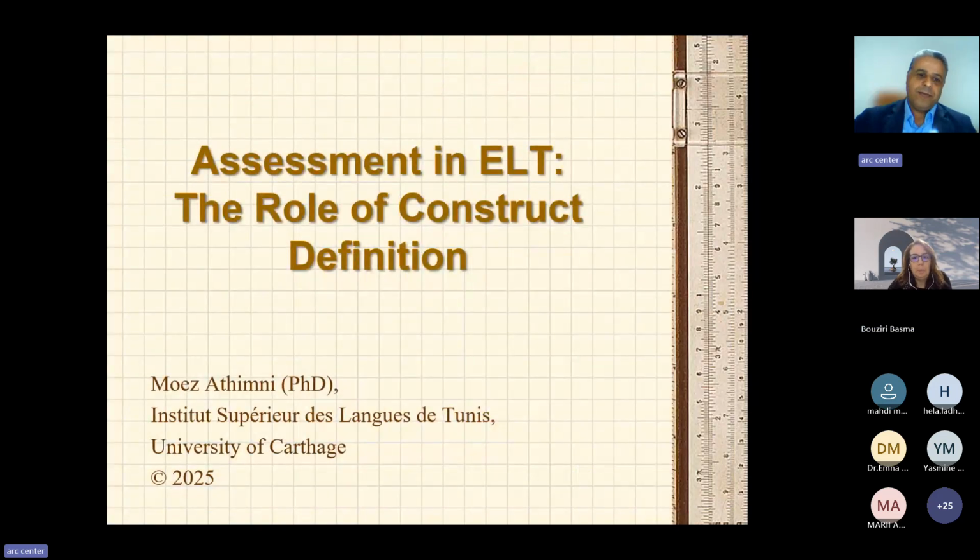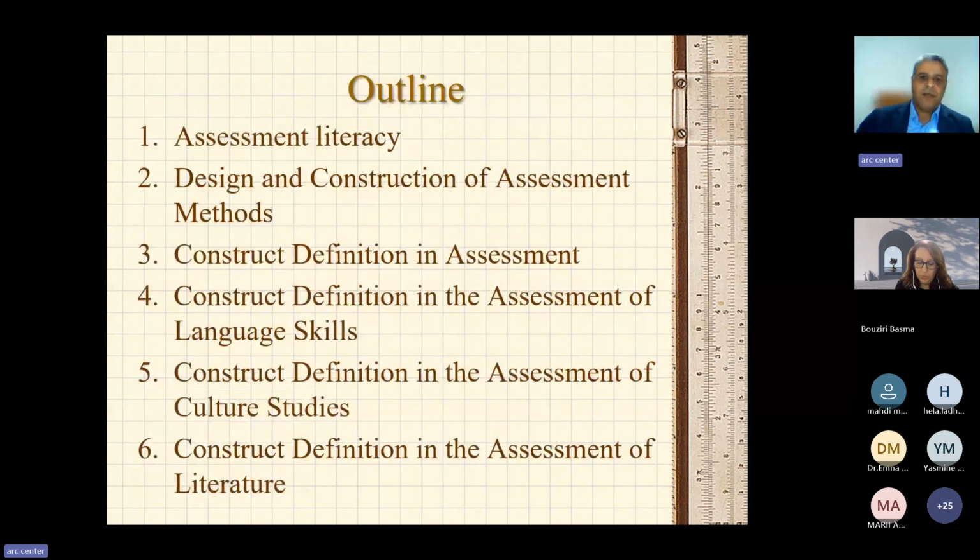Right. So this presentation is entitled Assessment in ELT, the role of construct definition. Let's start with the outline of this presentation. First we will focus on assessment literacy. Then after defining assessment literacy, we will move to talk about the process of design and construction of assessment methods.